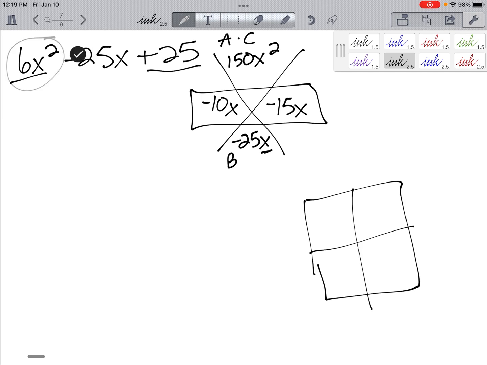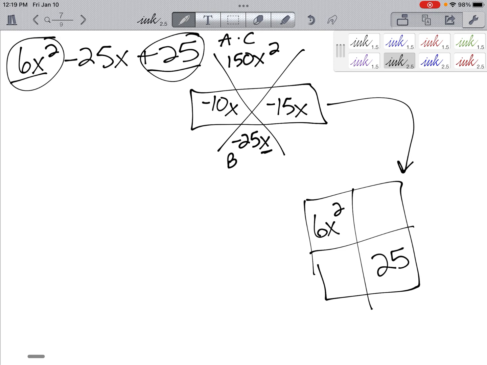Our first term is 6x squared. That goes in our first box. Our last term is 25. That goes in our last box. And the two pieces from our X puzzle go into the diagonal. Order doesn't matter, so negative 10x and negative 15x.